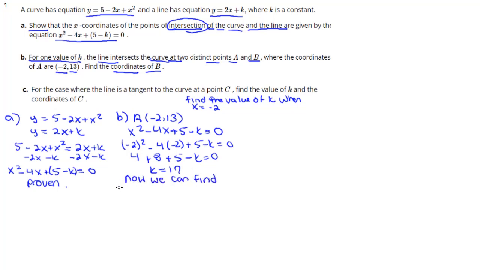So now that we know what k is equal to in this situation where one point is negative 2, 13, we can take that k and put it back into that equation, and then we should be able to find the other x. So pause this, stick that 17 in that equation, and then solve for x.